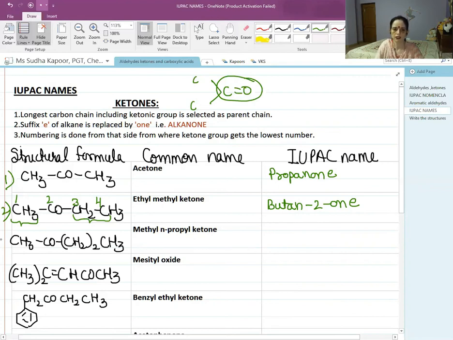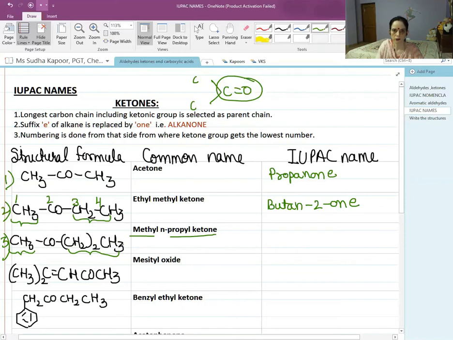Now coming to the third example, CH3CO, then CH2 three times, again CH3. So in this case, the methyl is present on one side, and propyl, CH2, CH2, CH3, the 3-carbon part, is present on the other side. One side methyl, one side propyl, and the propyl is present in the straight chain form. So it is known as methyl propyl ketone.